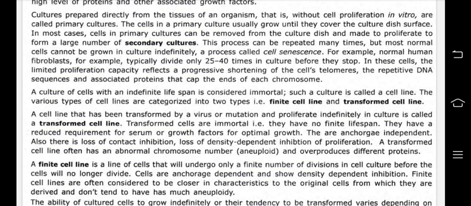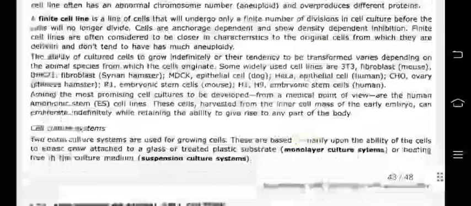They have no finite lifespan. They have a reduced requirement for serum or growth factors for optimal growth. They are anchorage independent. Also, there is loss of contact inhibition and loss of density dependent inhibition of proliferation. A transformed cell line often has an abnormal chromosome number, aneuploid, and overproduces different proteins.